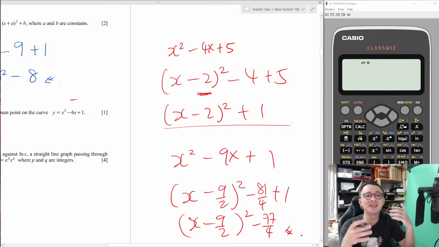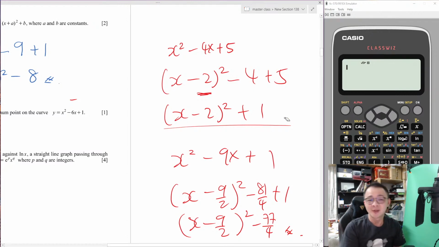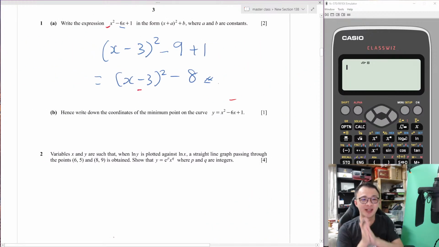If you want to learn the traditional way of completing the square, you can watch my previous content, or go to YouTube and check it out. It's basically very easy. I saw some Arrow students here. Yes, I did teach in Arrow last time. This one is for IGCSE, not SPM.